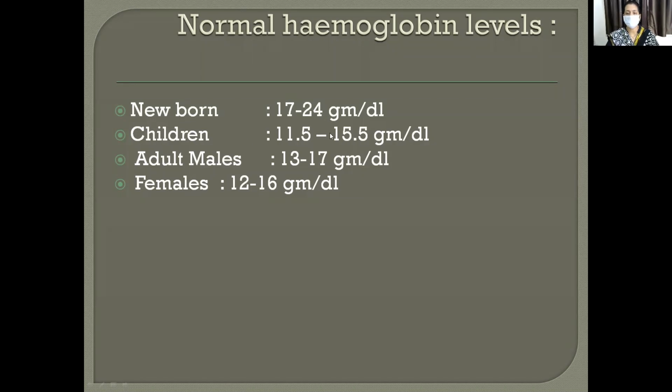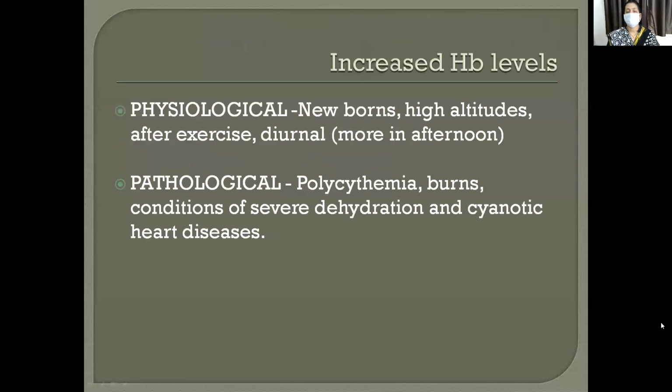Then children 11.5 to 15.5 grams per deciliter, adults 13 to 17 grams per deciliter, females 12 to 16 grams per deciliter. So I've told you what is hemoglobin and importance of it. Then I told you about the categories or the types, the embryonic, fetal, adult, A2 type. And then there are some abnormal hemoglobins also.